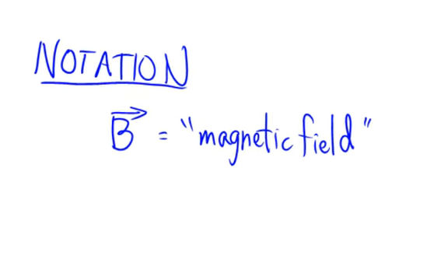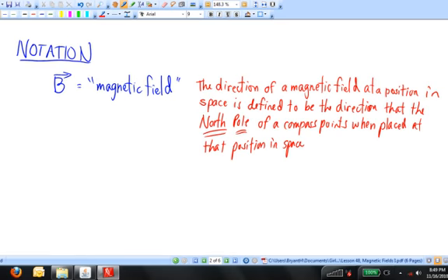That is a very important point. I'll repeat that again. The direction of a magnetic field at a certain position in space is defined to be the direction that the north pole of a compass would point when it's placed at that position in space. If we want to know what the map of a magnetic field looks like, then what we would do is take a compass and put it at various positions in space, draw a bunch of arrows, and then hook those arrows together, so to speak, in lines of force, and that's going to show us what the shape of the magnetic field looks like.